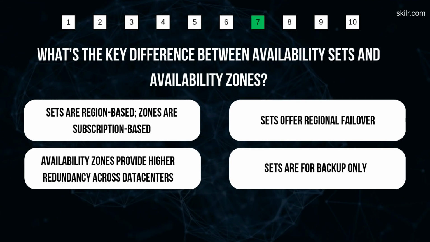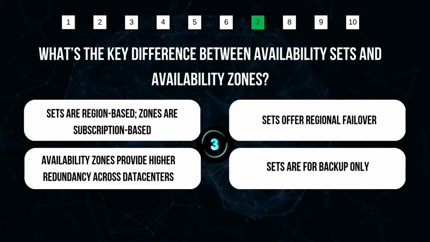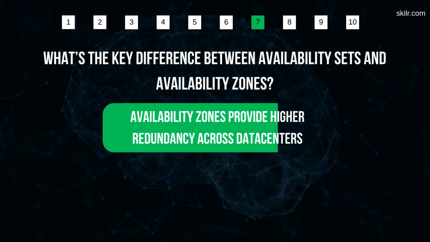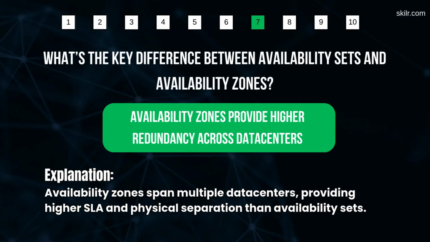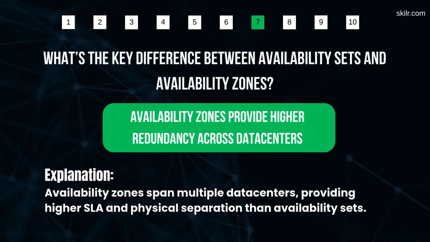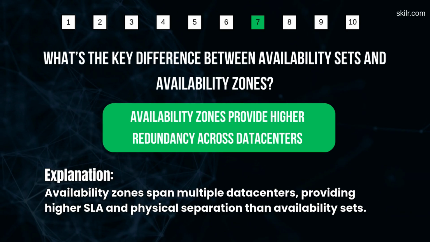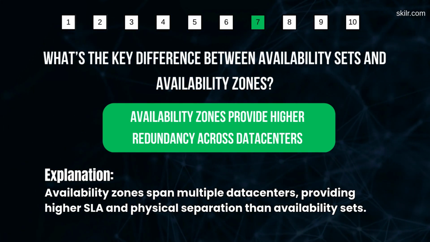Question 7. What's the key difference between availability sets and availability zones? The correct answer is availability zones provide higher redundancy across data centers. As availability zones span multiple data centers, providing higher SLA and physical separation than availability sets.